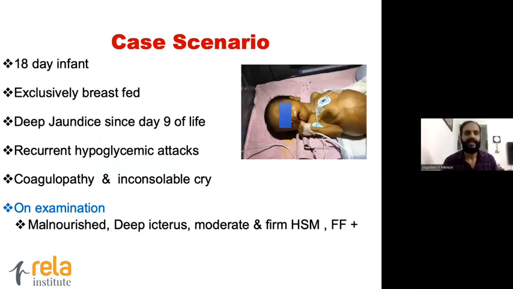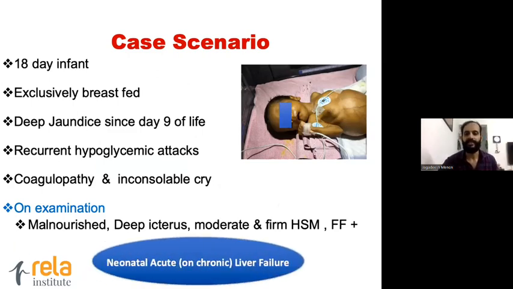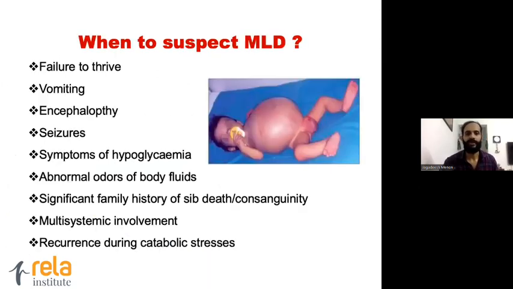So here is an 18-day infant who is exclusively breastfed, with deep jaundice noted since 1 week of life, recurrent hypoglycemic attacks, coagulopathy, and inconsolable cry. On examination, we can see the child is sick, deeply icteric, and has features of chronic liver disease. So this makes it a neonatal acute on chronic liver failure.